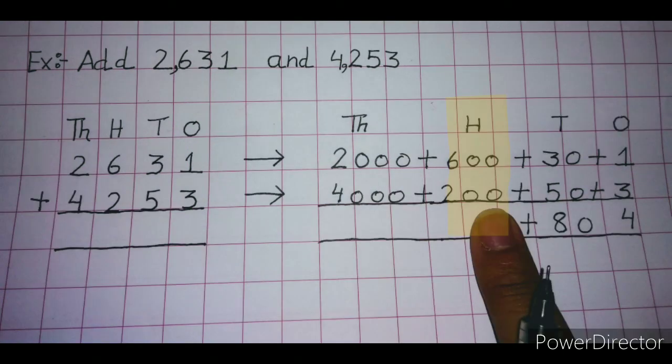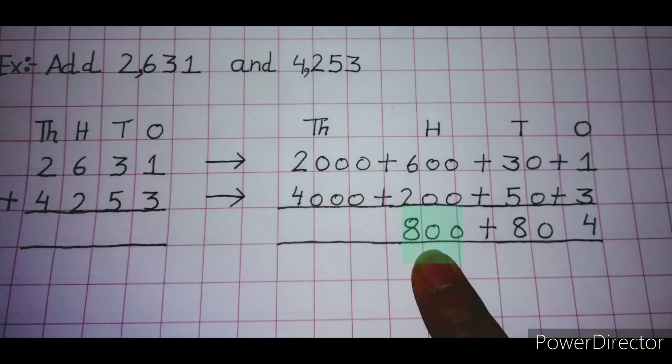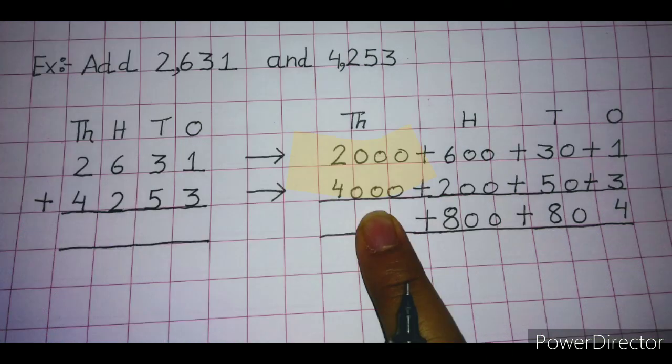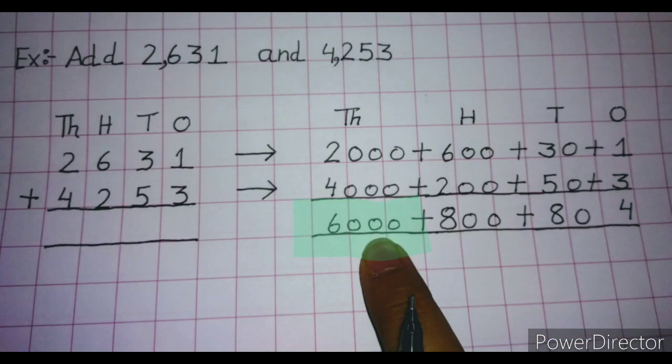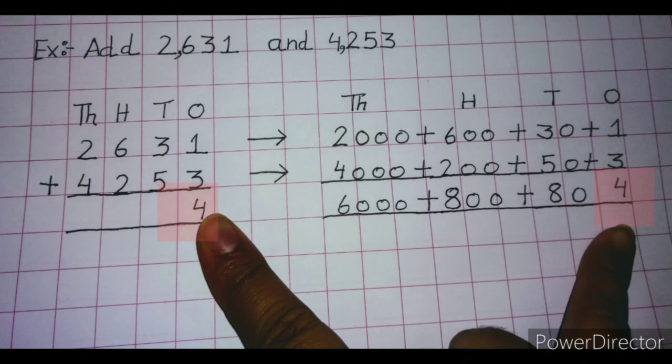In the hundreds place it's 600 plus 200. So 0 plus 0 will be 0, 0 and 6 plus 2 will be 8. So 800. And for the thousands place it is 2000 plus 4000. So 2 plus 4 will be 6. So 6000. Now we have to write it in standard form.